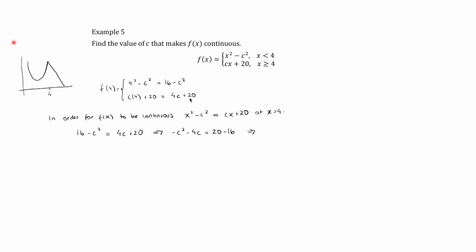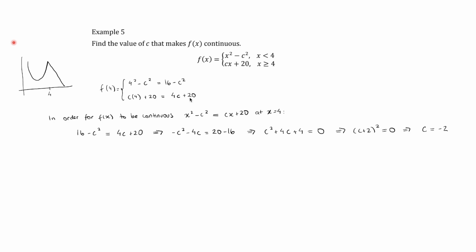And this, of course, is just going to be c squared plus 4c plus 4 equals 0, pardon me, which we can factor as c plus 2 squared is equal to 0, and this is going to give us the value of c equal to -2.